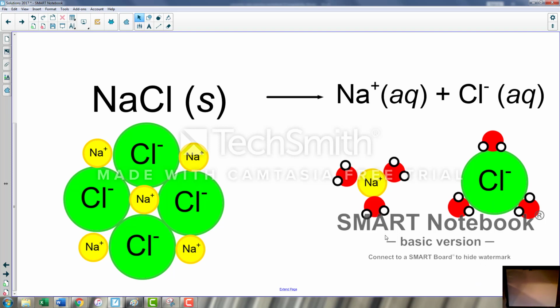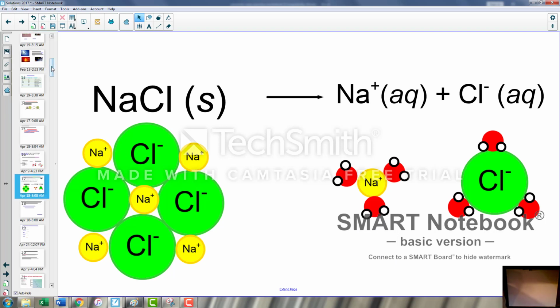By the way, I apologize about this watermark on the notebook file. I need to figure out a way to get rid of that. I probably have to upgrade to a premium version, which I don't have at home.